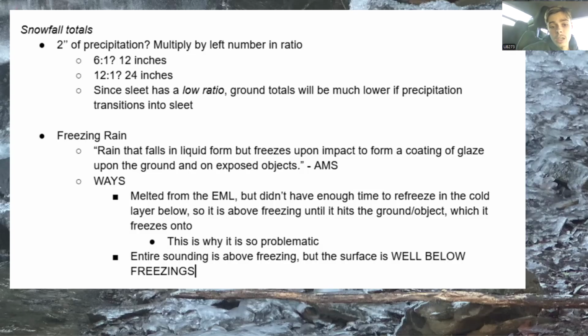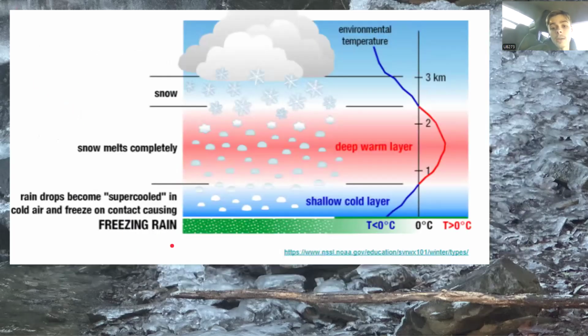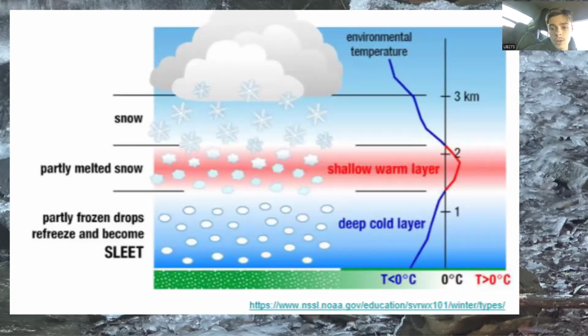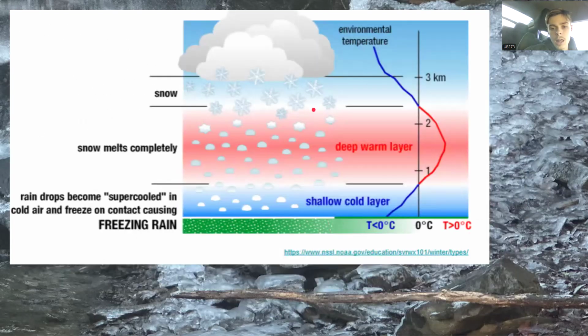But as you'll see, these statements down here, I'm just going to say as we're looking at this, because I think that will be better. So this graph looks pretty similar to the sleet one. But what's the difference? Here it says shallow warm layer, so the elevated melting layer is small, and the cold layer below is big. This time, the elevated melting layer is larger, and we have a small cold layer below. How does that change things?